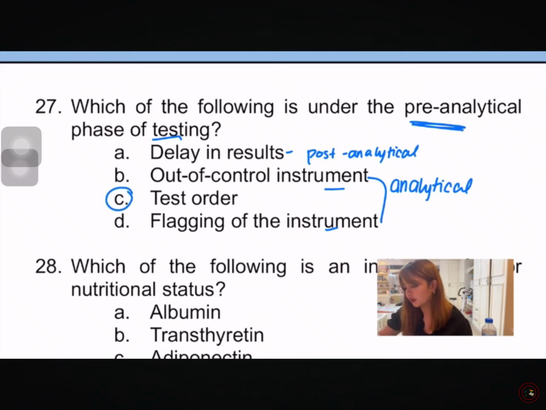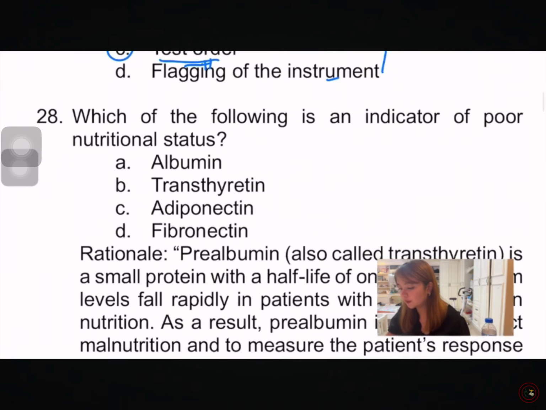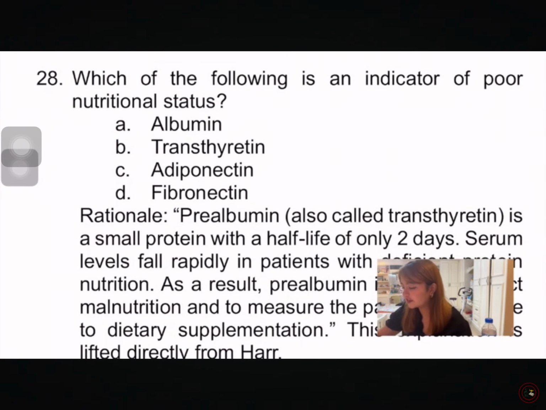Kasi ito yung only option that occurs before the methods or instrumentation is involved. So which of the following is indicator of poor nutritional status? So the answer here is prealbumin or transthyretin.